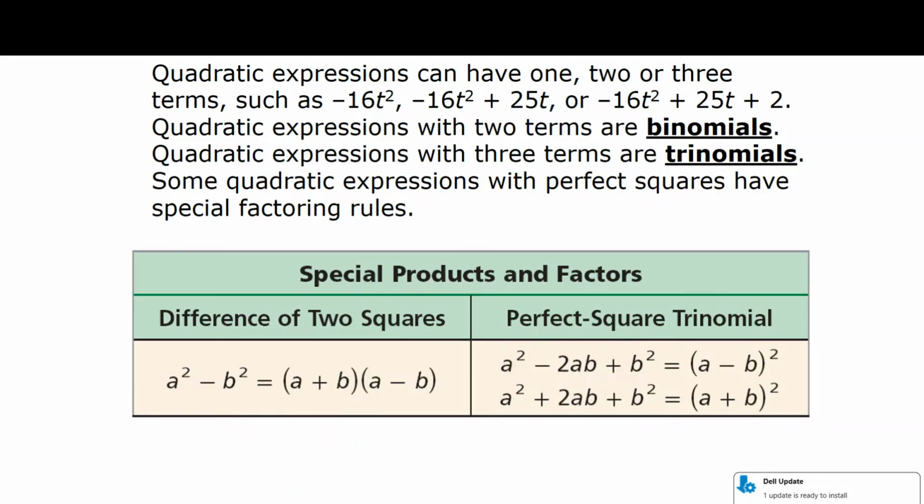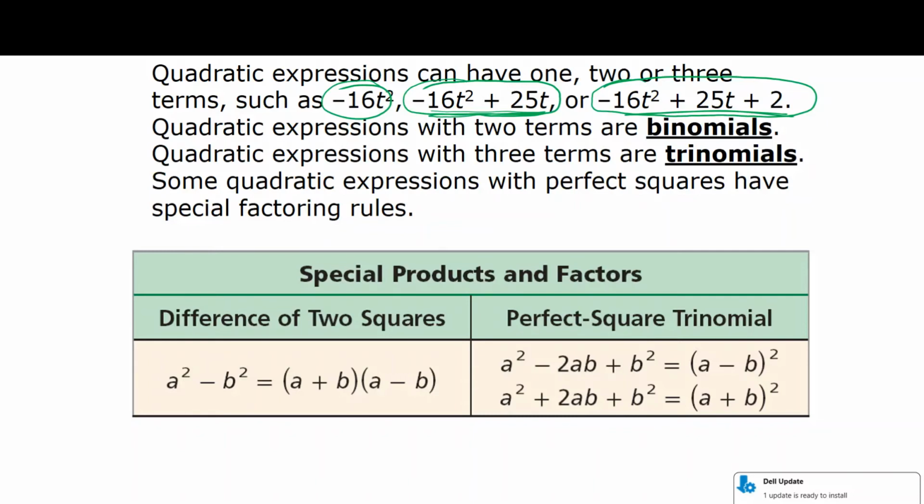Quadratic expressions can have 1, 2, or 3 terms, such as just a plain negative 16t squared, or negative 16t squared plus 25t, or negative 16t squared plus 25t plus 2. So quadratic expressions with 2 terms are binomials, and quadratic expressions with 3 terms are trinomials.